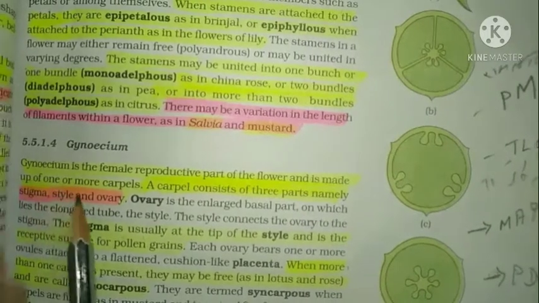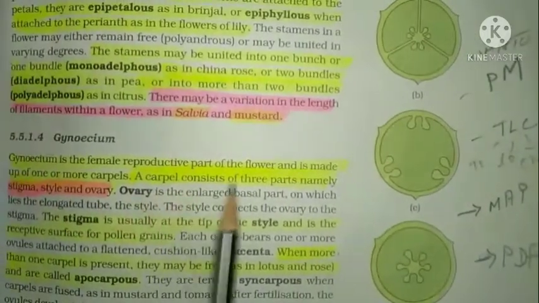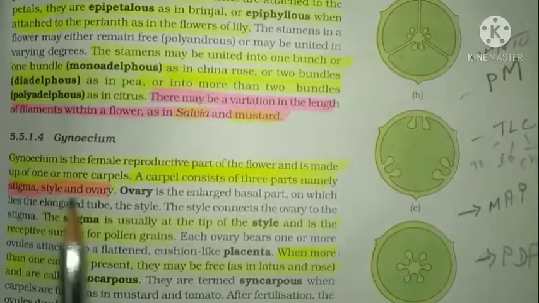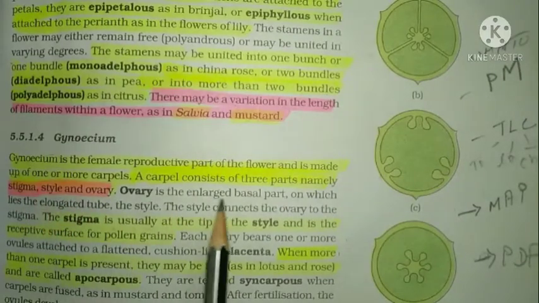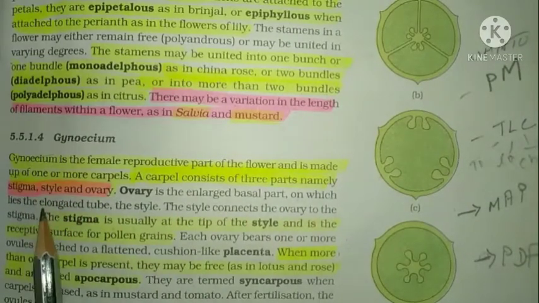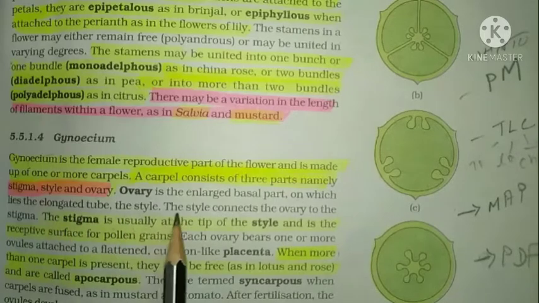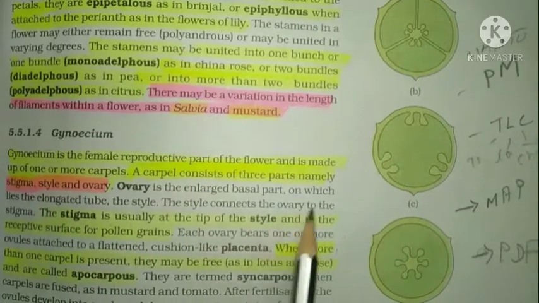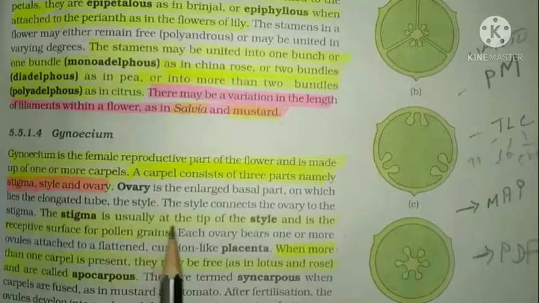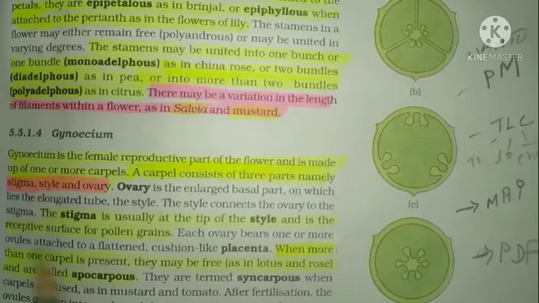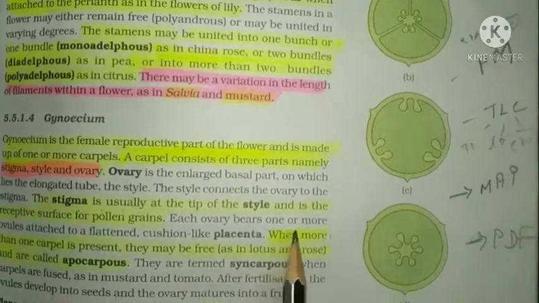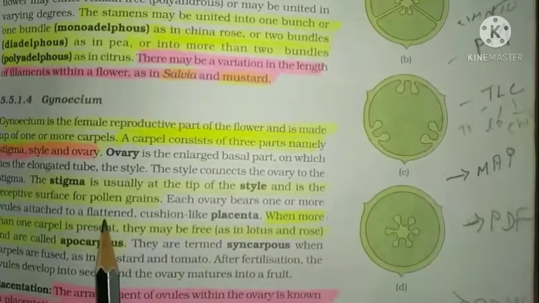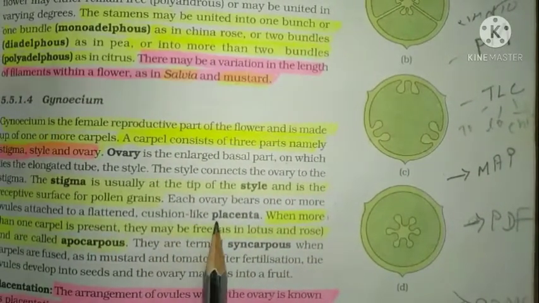Then gynoecium. The gynoecium is the female reproductive part of a flower and is made of one or more carpels. A carpel consists of three parts, namely the stigma, style, and ovary. The ovary is the enlarged basal part, on top of which lies an elongated tube, the style. The style connects the ovary to the stigma. A stigma is usually at the tip of a style and is the receptive surface for pollen grains.